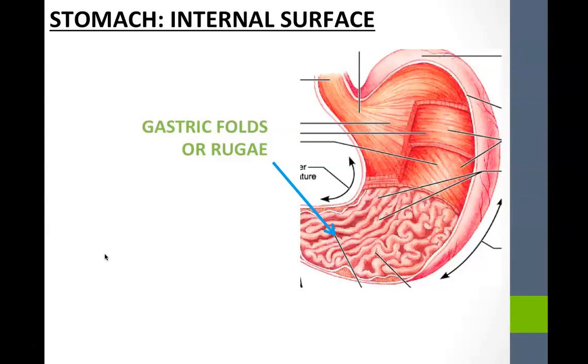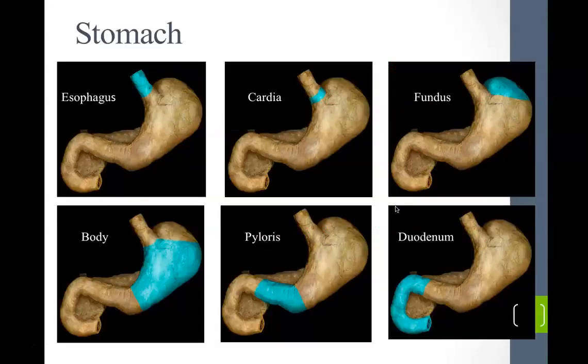So back to our rugae or gastric folds. This always makes me think of reggae music, because when you listen to reggae, you're just like waving your body, your arms around, and that's exactly what these folds look like. They're just wavy lines all around, and this is because we need to increase our surface area within the stomach.